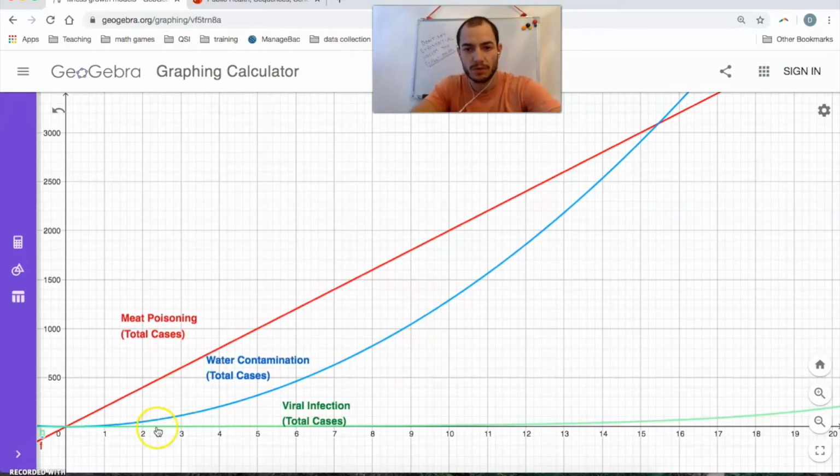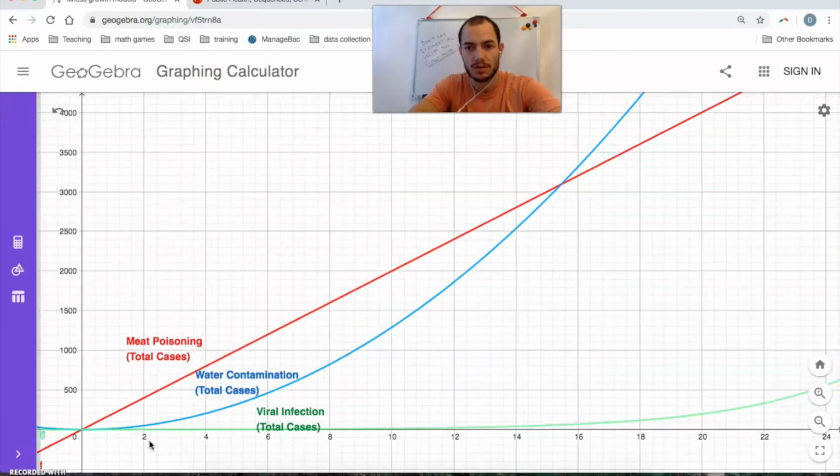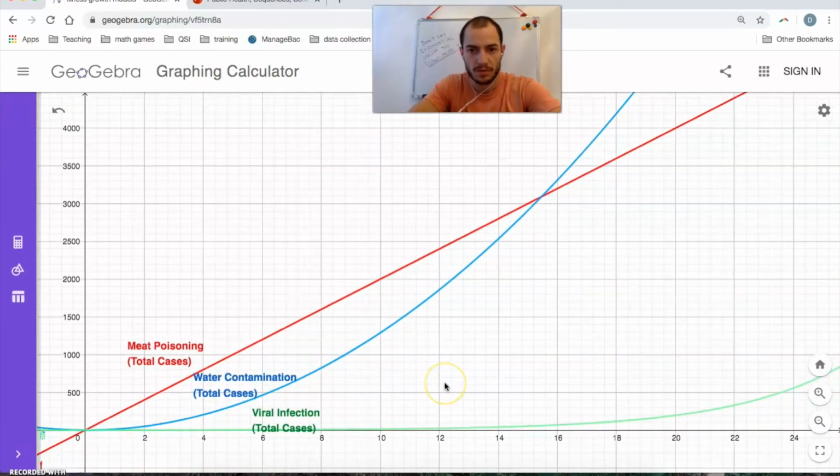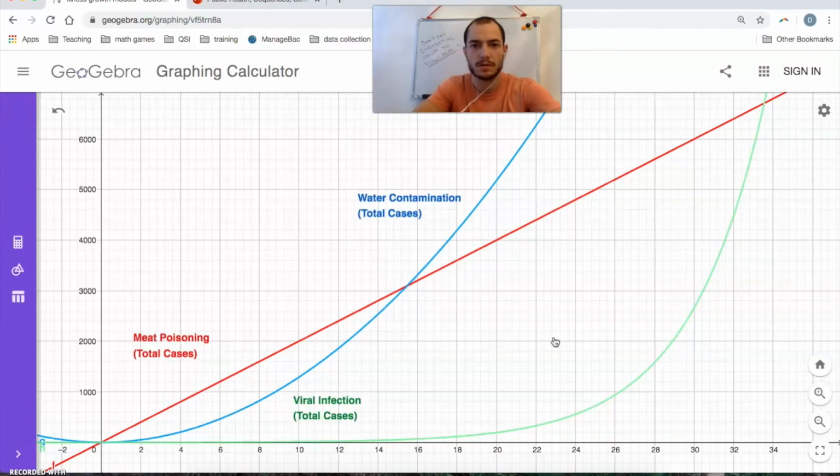However, if we zoom out a little bit further, this is where exponential growth starts to get quite interesting. So you'll see that once we zoom out a certain amount, the green curve here has finally started to really curve upward, and it's taken over the red linear function that represents meat poisoning.